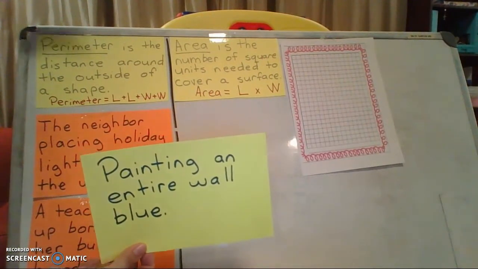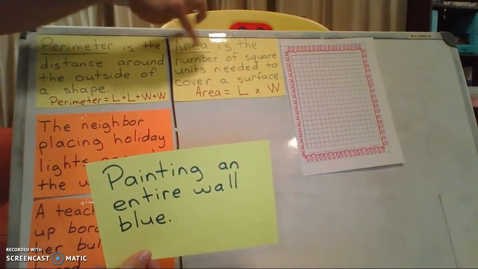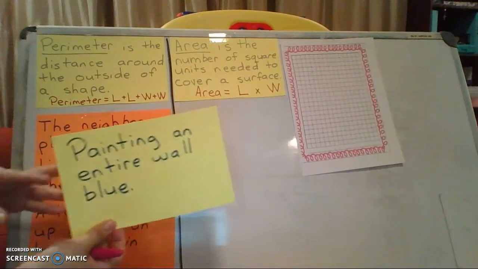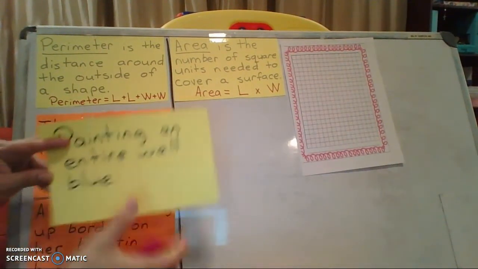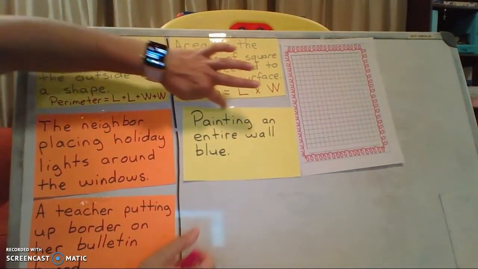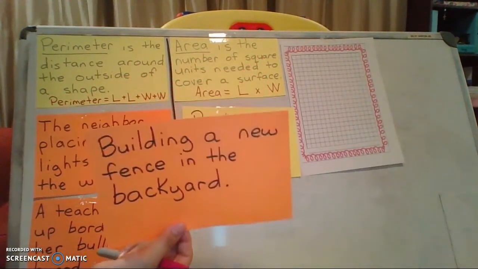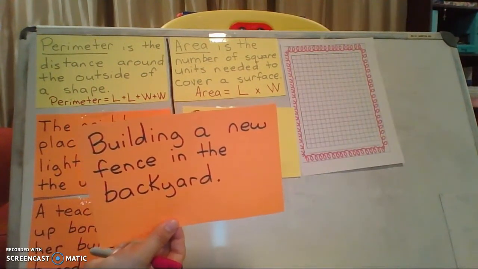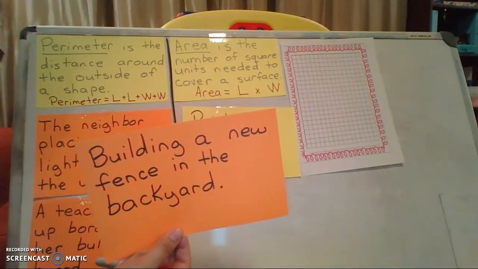Well, if you're going to color the entire surface of the wall in square units and you need to cover it, that would be area. So we're going to place this under area. Okay, how about this one? Building a new fence in the backyard. Now the fence is only going to go around your property, around the plot that you have bought.